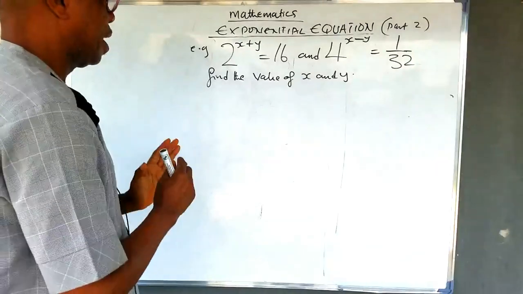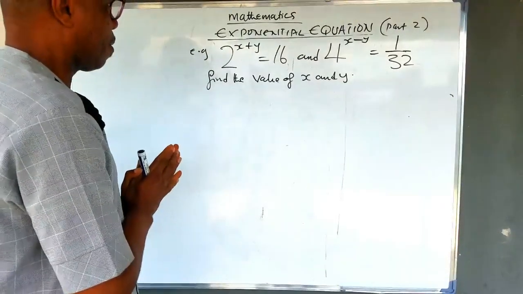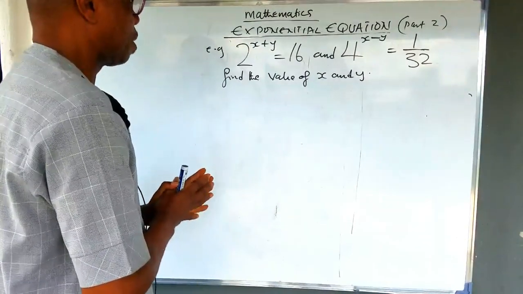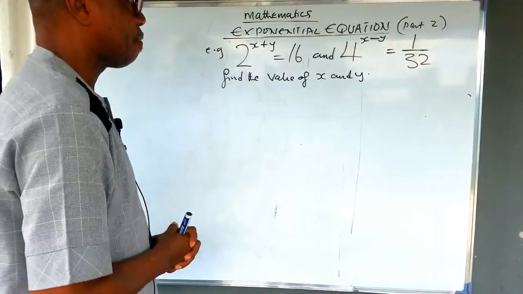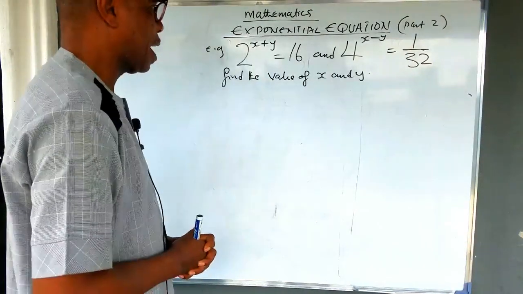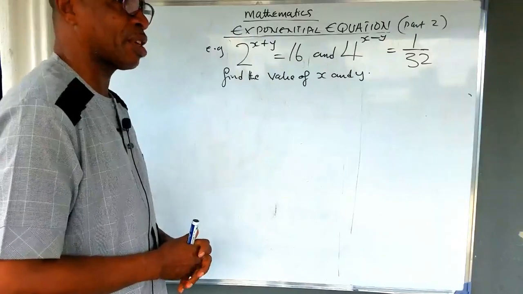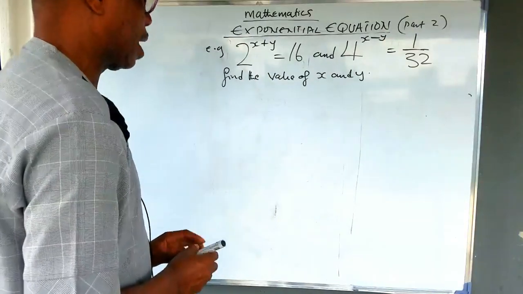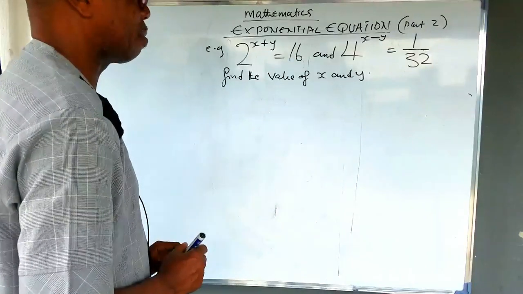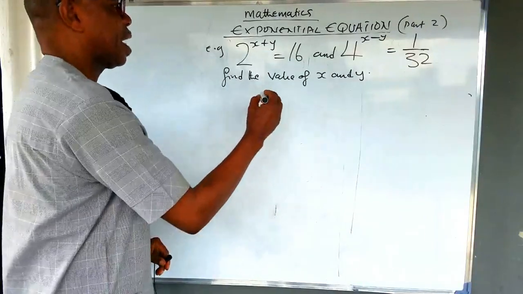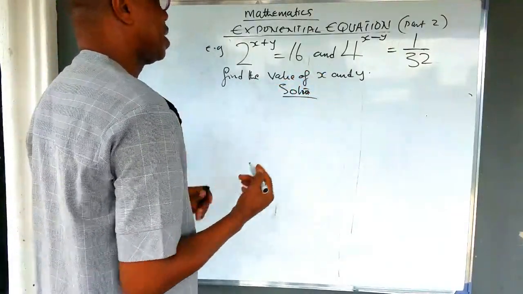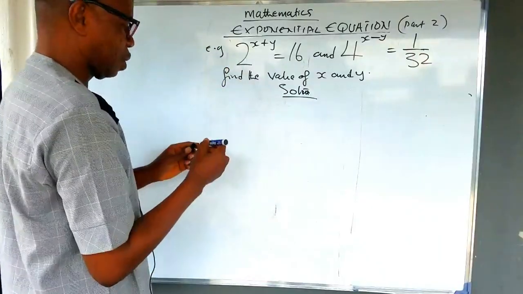Okay, another question that we'll look at today is this simple one too. 2 raised to the power x plus y equal to 16, and 4 raised to the power x minus y equal to 1 over 32. Find the value of x and y. It's also an SSC question. Like I said, as long as it is mathematics, it is made simple on this platform. Now let's look at this one and then see how simple it is.